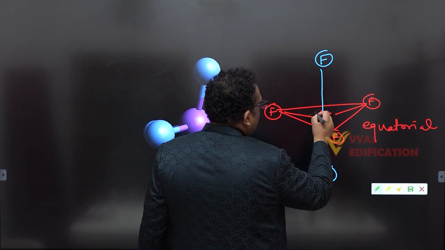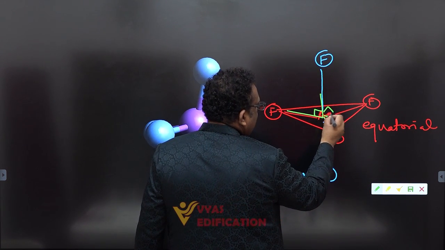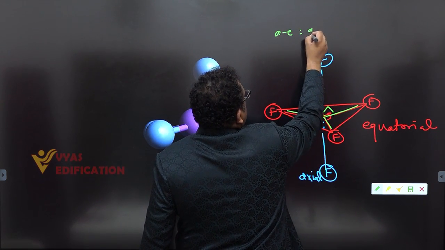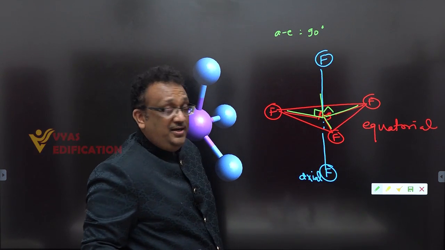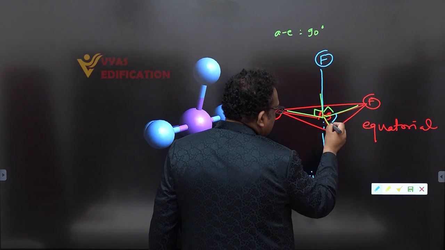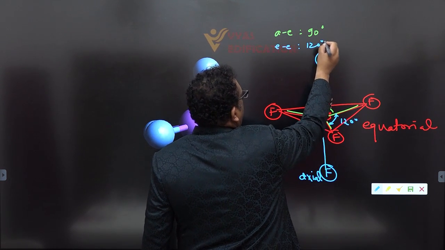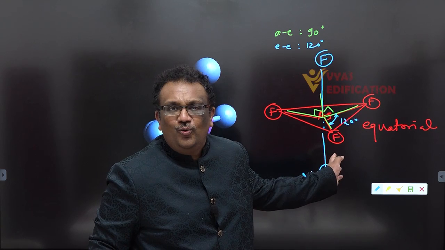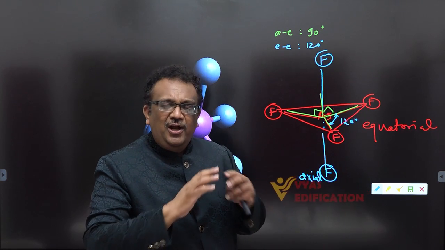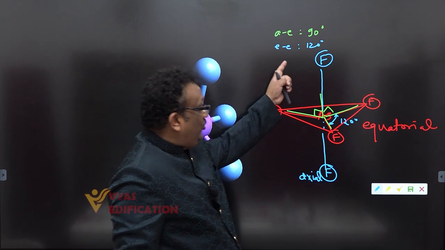Why exactly? Please note that the angle between equatorial and axial is 90 degrees. So axial-equatorial is 90 degrees. On the other hand, the angle between different equatorial positions is 120 degrees. Equatorial is 120. So is this a very symmetric molecule? No, it is not as perfectly symmetric as tetrahedral. Why? In tetrahedral, all bond angles are perfectly equal, everything identical. In this case, my dear, there are 2 different locations.